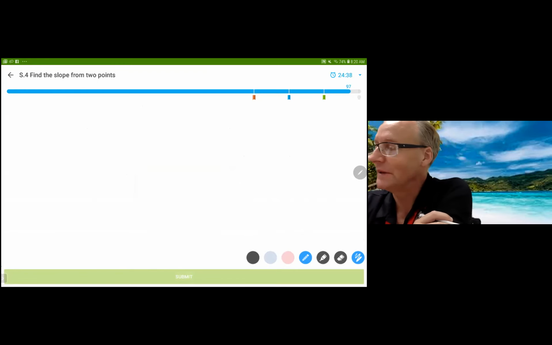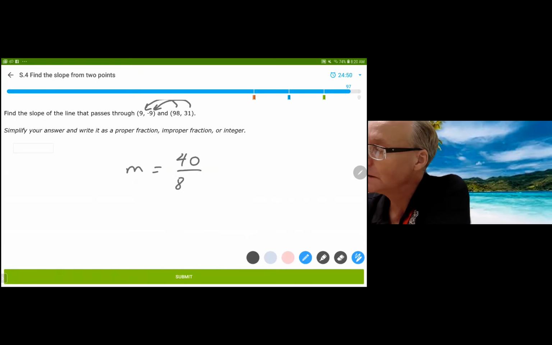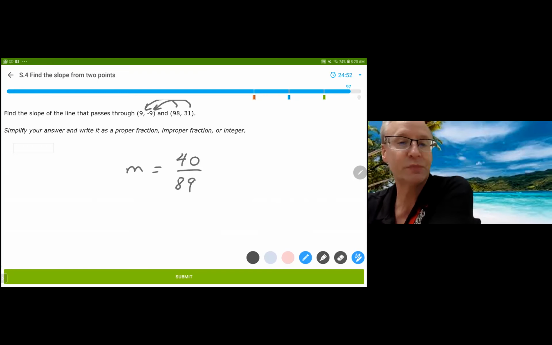And looks like maybe 2 more. All right, looks like we've got 31 plus 9 is 40. And 98 minus 9 is 89, huh? Ah, 89 is prime. Learn to recognize those prime numbers and save yourself some time.